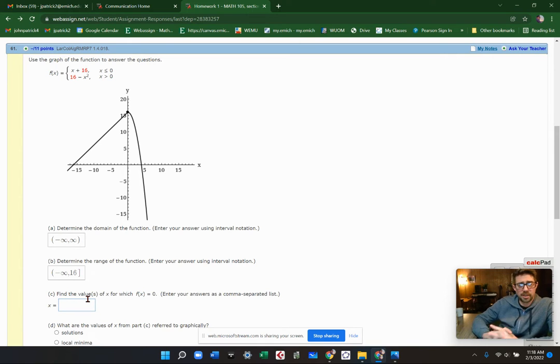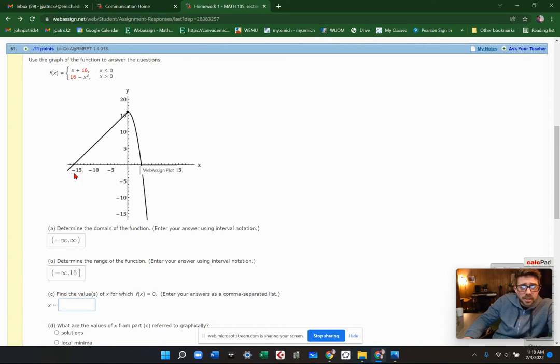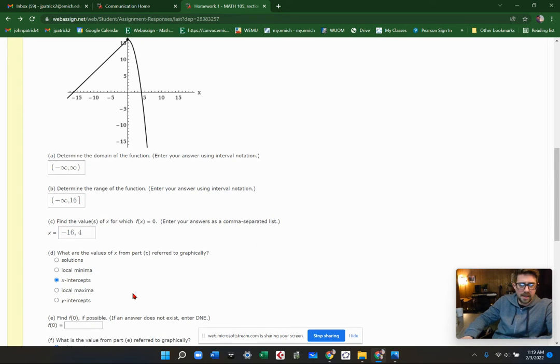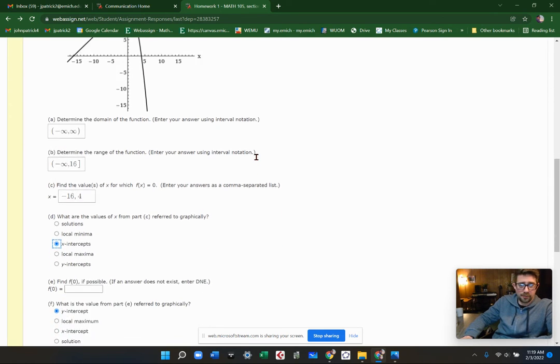Find the values of x for which f of x equals 0. Okay, so that's these two, and that is pretty important. These are called x-intercepts, and finding them is one of the most powerful ways we have of solving equations. From what we can see, it looks like it's negative 16 and 4. You could solve this equation, and yes, x would be 4. So negative 16 and 4, and we can just type those in as comma-separated lists. And I already said it, but those are called x-intercepts. Those are maybe the most important thing on the graph.